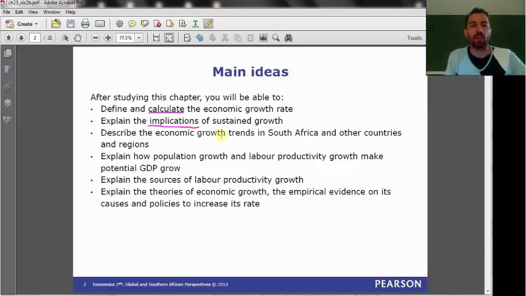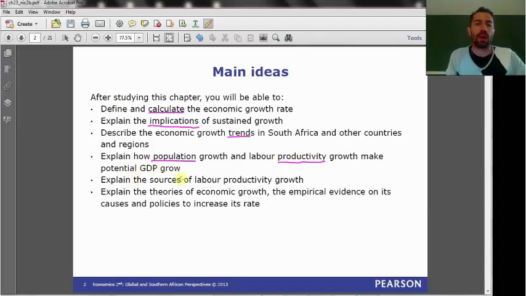We're going to talk about the growth trends in South Africa and in other countries generally, although we did see a discussion about that on Friday that was maybe slightly different to the way we're going to talk about things today. We're going to explain how population growth as well as labor productivity growth can make potential GDP grow. In other words, there are two components to growth. There is a population or labor supply side to growth, and there is productivity, which is a labor demand side to growth as well.